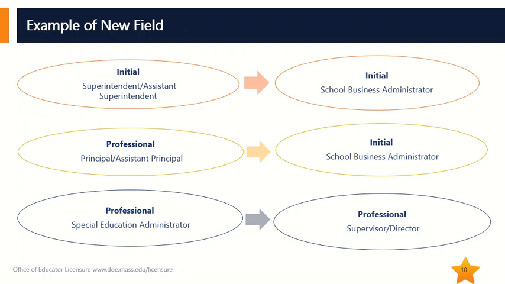In the final example, professional to professional, the applicant holds the professional special education administrator license and wants to add a professional supervisor director license.